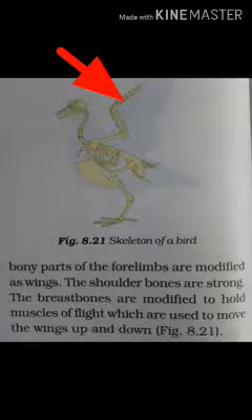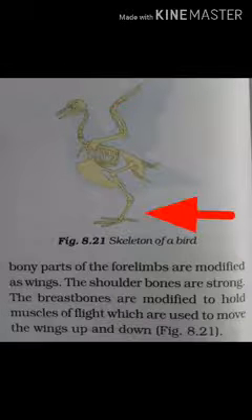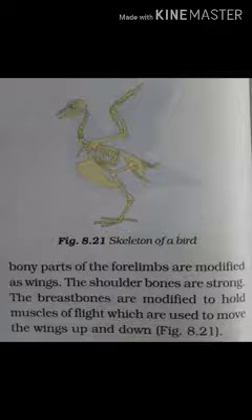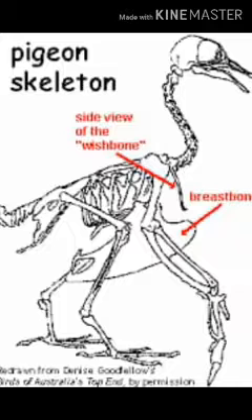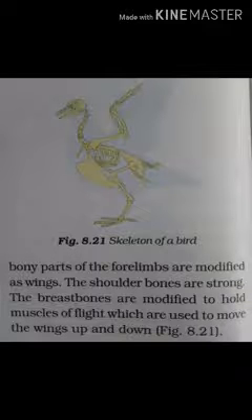And their hind limbs, that is the back limbs, help them in walking. Their shoulder bones are strong, and the breast bones hold the muscles which help them in fluttering their wings, so that they move their wings up and down to fly.